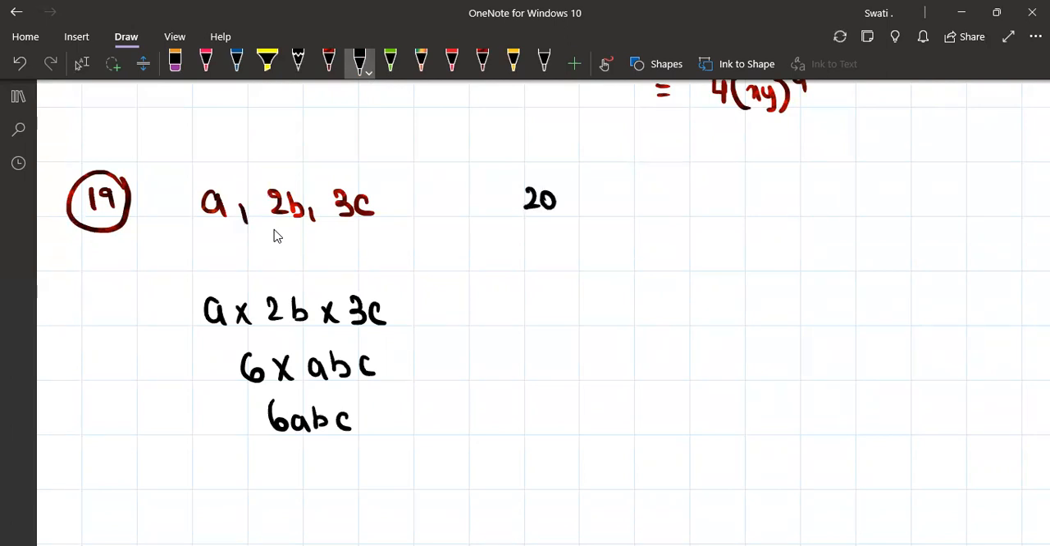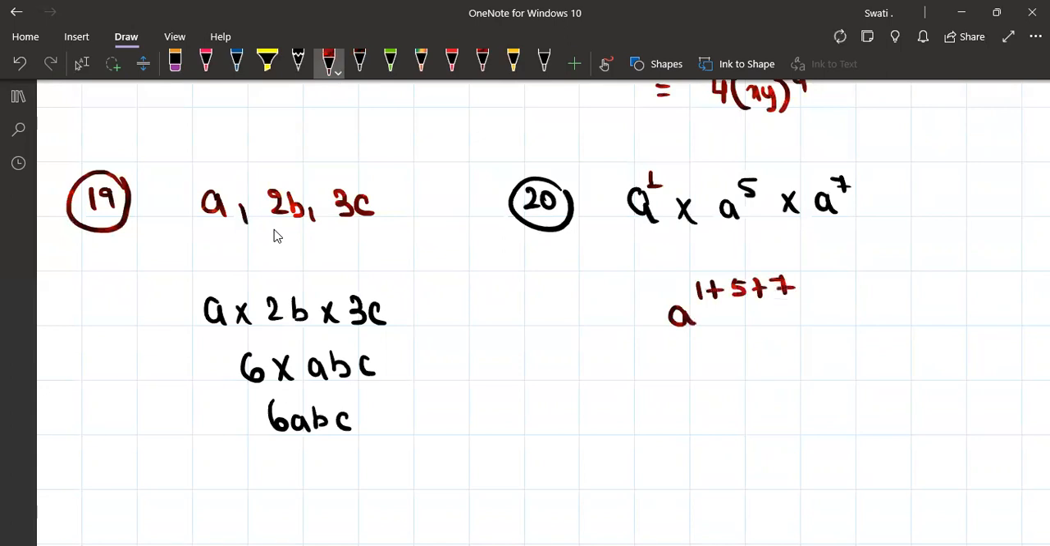Okay. So yes, now we can do the next question. In the 20th question, we need to multiply a times a raised to 5 times a raised to 7. This is very simple. We can see that a raised to nothing means 1 only. So the powers will get added, 1 plus 5 plus 7. That is a law of exponents, and that is called the law of product. So a raised to 5 plus 1, 6, 6 plus 7 is 13. So the answer is a raised to 13.